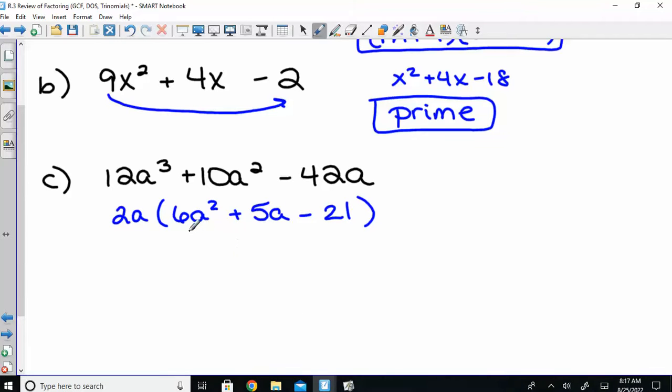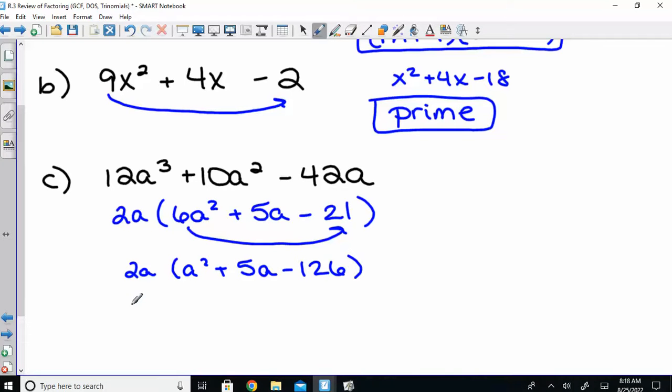Now you have to break this down. So either your box method or your slip and slide method. So if we bring that 6 over, all right, so what would multiply to a negative 126 and add to a positive 5? 14 and negative 9. Positive 14 and negative 9. Probably took you a minute to find those. That's okay. Bigger numbers take a second.